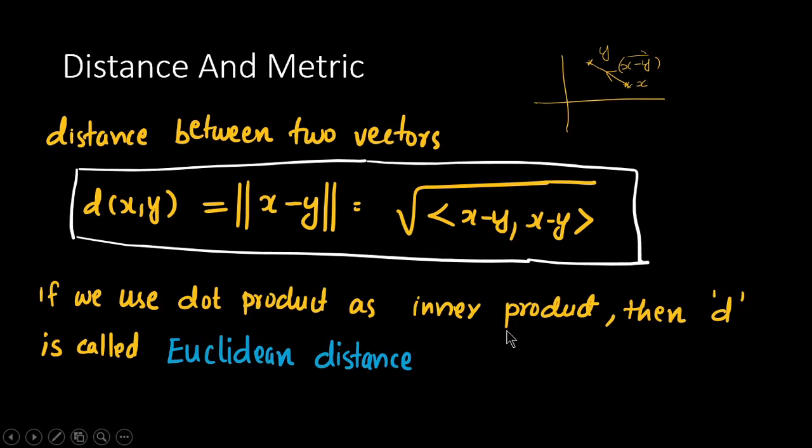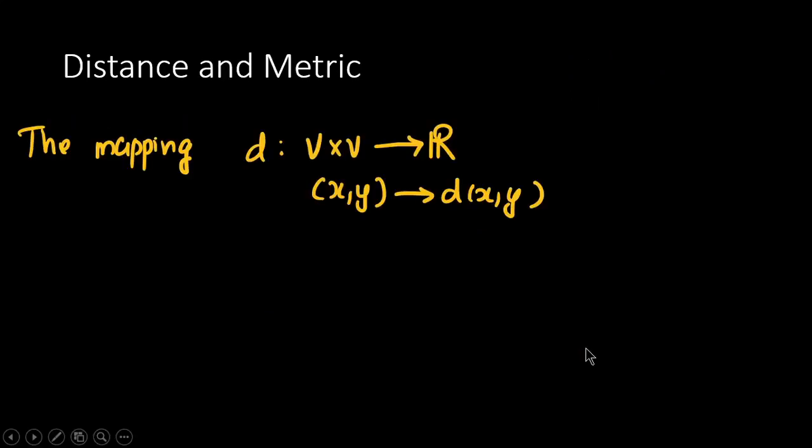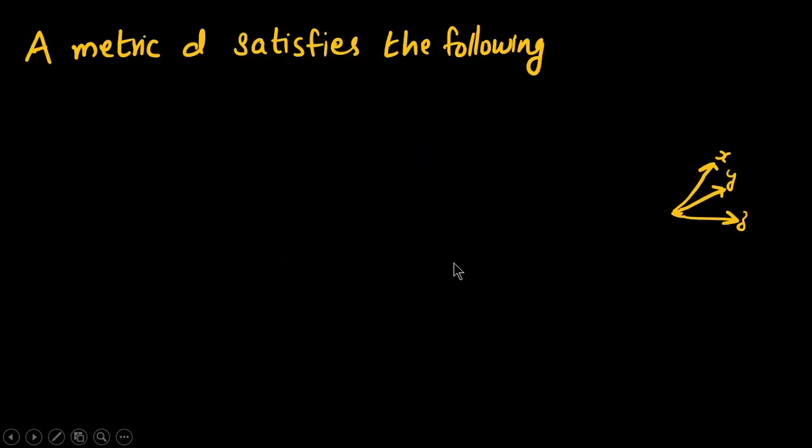If we use the dot product as the inner product, then d is called the Euclidean distance because it will give you the L2 norm. Then distance and metric: the mapping d from V cross V to R, (x, y) to d of x, y, is called a metric. It's a function that maps these two vectors to a real number.